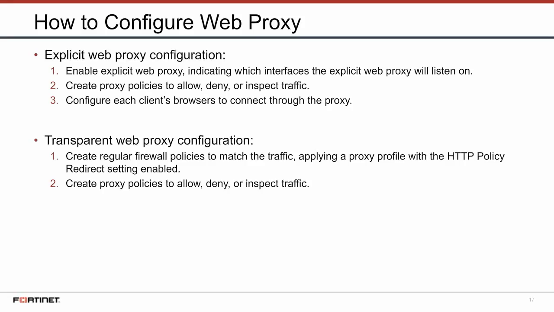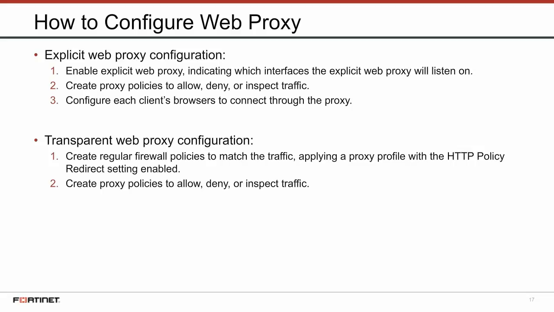The steps for configuring web proxy differ according to the type of proxy, explicit or transparent, you are configuring. To configure explicit web proxy, you must: 1. Enable explicit web proxy in the VDOM, indicating the interfaces that the web proxy clients will be connecting to. 2. Create proxy policies to authorize and inspect the web traffic. 3. Configure the browsers to send the web traffic to the web proxy.